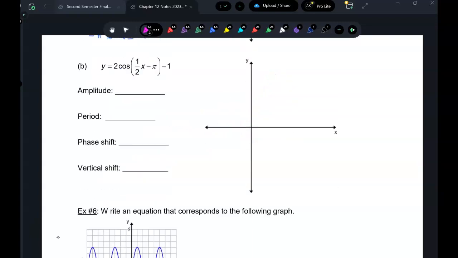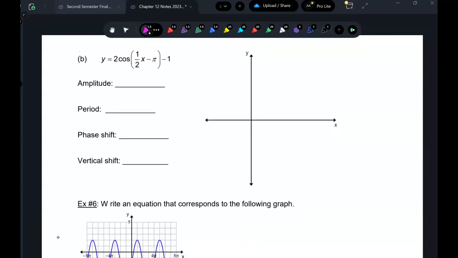Okay, let's see. Amplitude this time is 2. Period is 2 pi over a half, because we take 2 pi and divide by the coefficient of x. That's 4 pi.